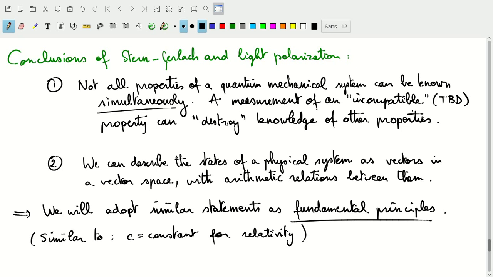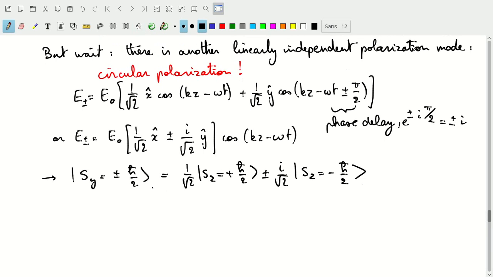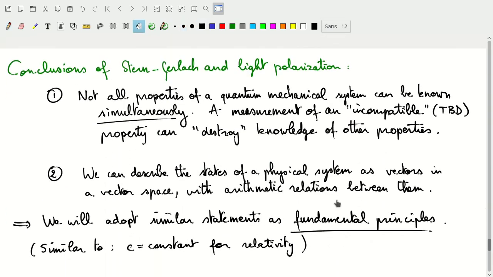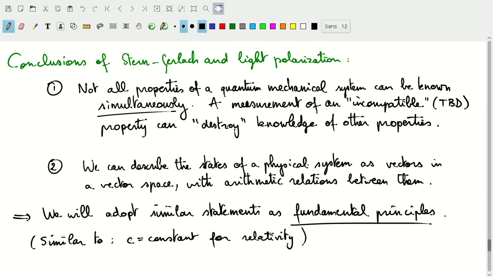And then the second conclusion is that it seems like we can describe the states of a physical system as vectors in a vector space. So in particular, if we go back to the description here of our S_y in terms of S_z components, we can look at this as a state that is part of a vector space of different states, where we can add and subtract different states based on certain coefficients and relations between them. So there are states in a vector space with arithmetic relations between them. So what we will do is we'll take these conclusions based on Stern-Gerlach and light polarization, and we'll apply them as fundamental principles to further study of quantum mechanics. We'll come up with postulates, and we'll start from those postulates to actually study quantum mechanics.